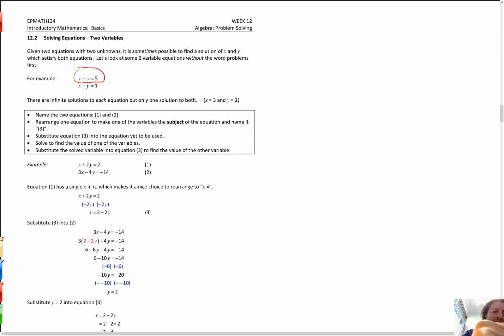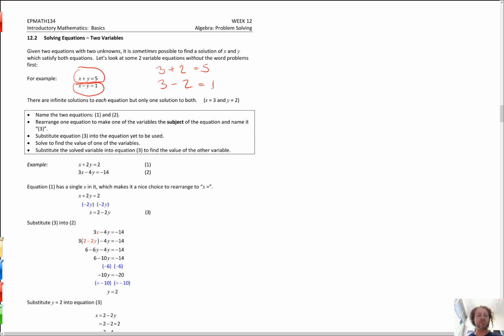But if you give me a second equation with those 2 variables in it, and that second equation is different to the first, then there may be a unique answer that I can find. And in what I've written here, there is a unique answer. When x is 3 and y is 2, it works. 3 plus 2 is 5. And 3 minus 2 is 1. So that was one set of solutions that works for both.